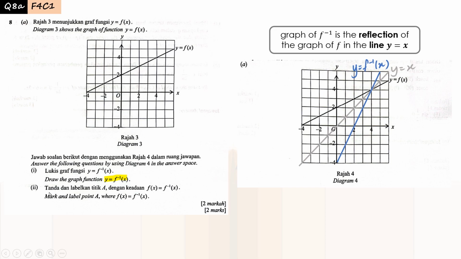And for the second part, we need to mark and label point A where these two functions are the same, or meaning they meet, or they intersect with each other. So the intersection point would be here. Okay, so we will label this as point A.